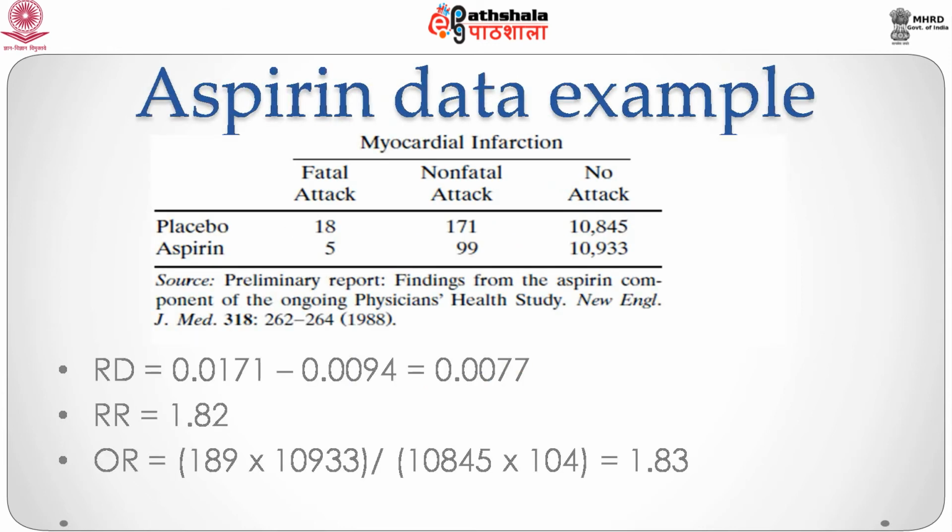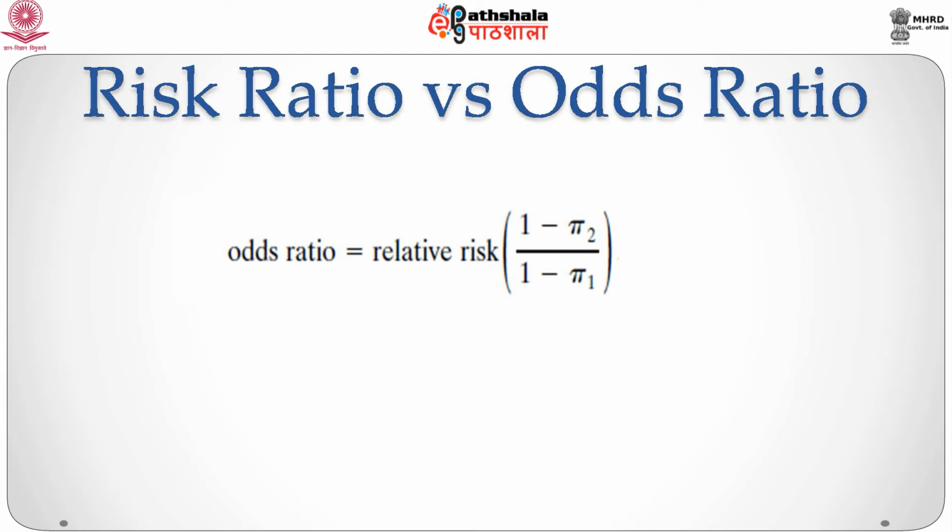Now going back to the aspirin data example, I have recategorized the data set as a 2 by 2 table, and I can calculate my 3 measures of association for this data set. So it turns out that the risk difference is 0.0171 minus 0.0094, which is equal to 0.00077. The risk ratio is equal to 1.82, and the odds ratio is equal to 1.83. So it seems that both the risk ratio and the odds ratio indicate the same thing. They're almost similar.